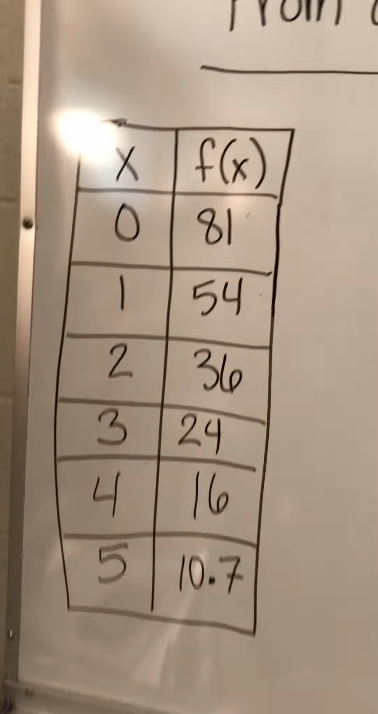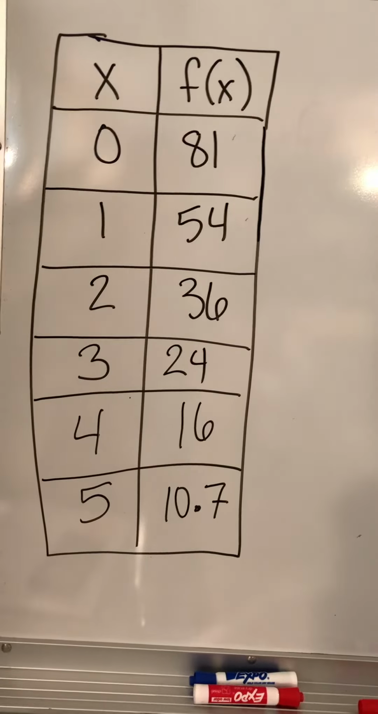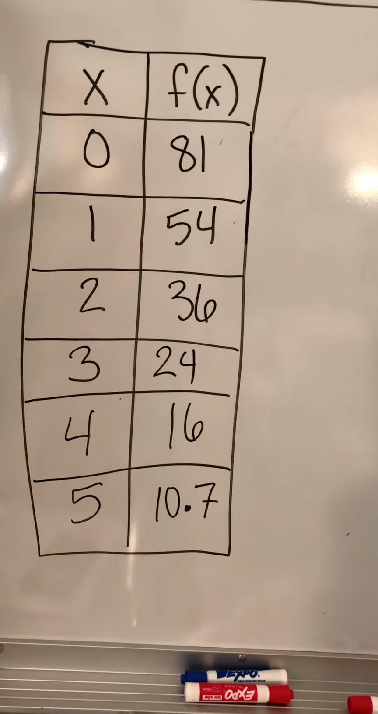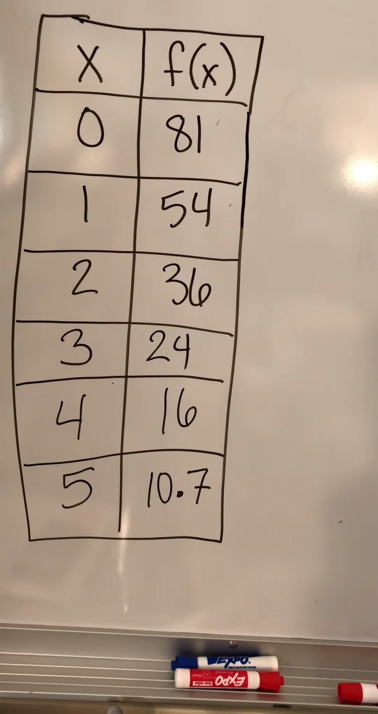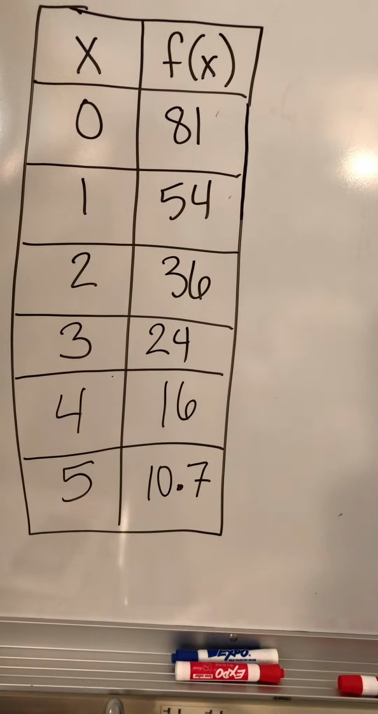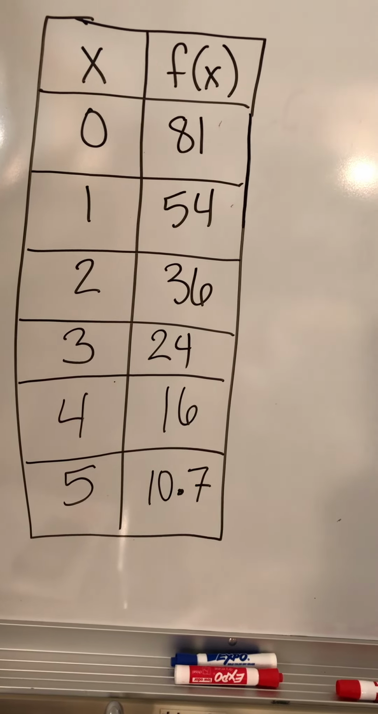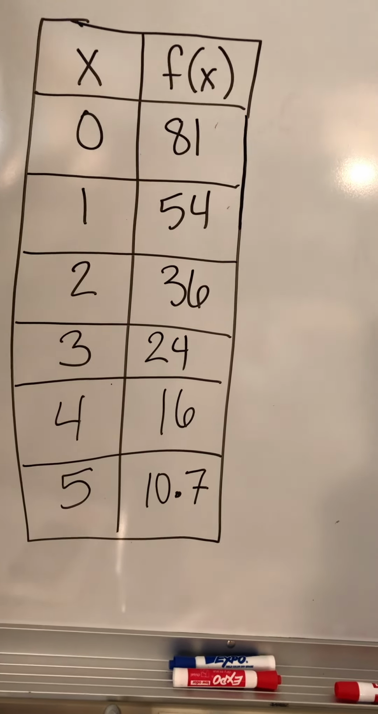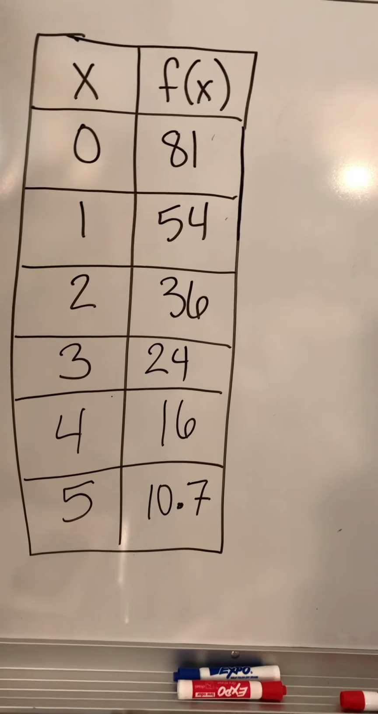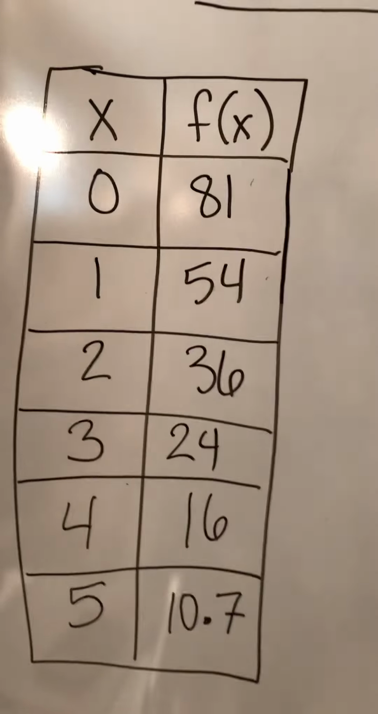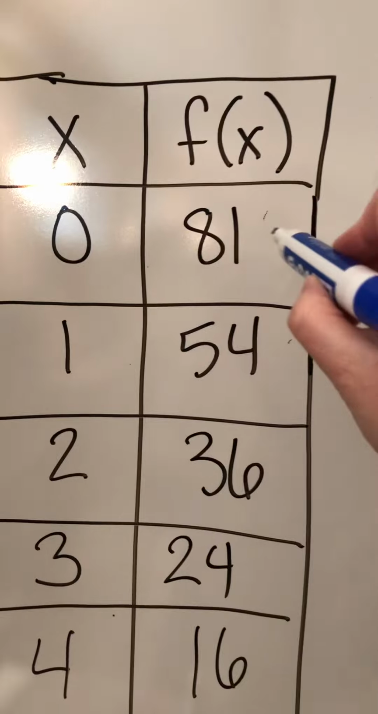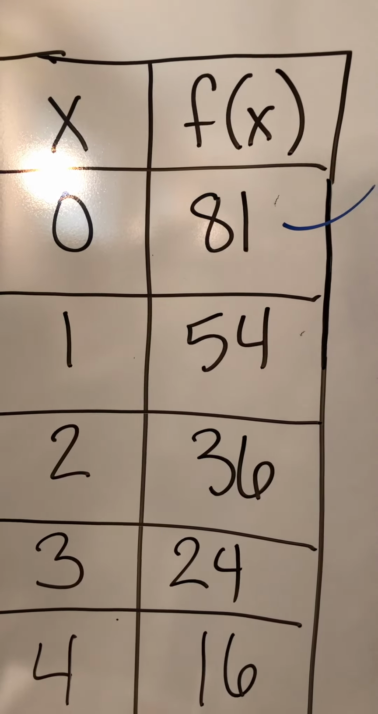Okay, so starting with the table, we have information that they have given us. The first thing that I can identify here, because it is the y-intercept, is when x is 0, its y, or the f of x attached to that x, is your a, which is your initial amount. So this right here, this 81, is your a.